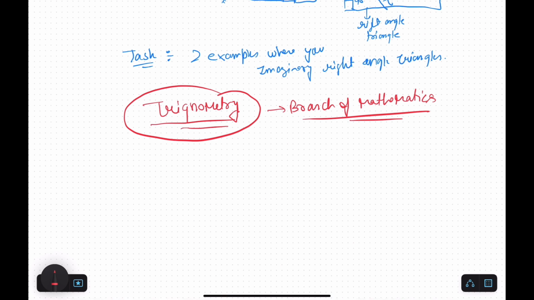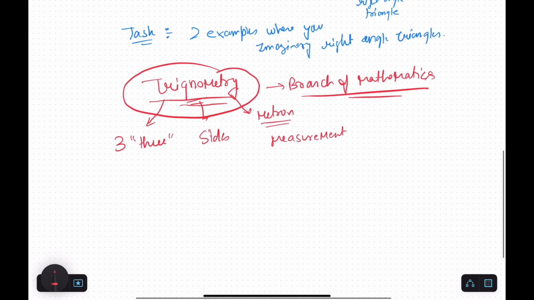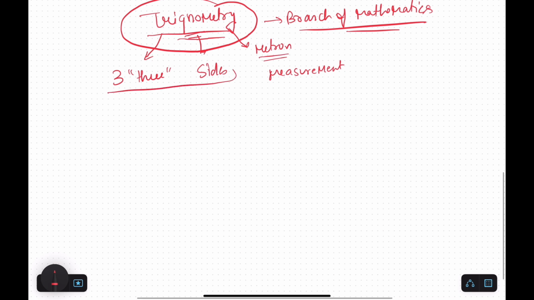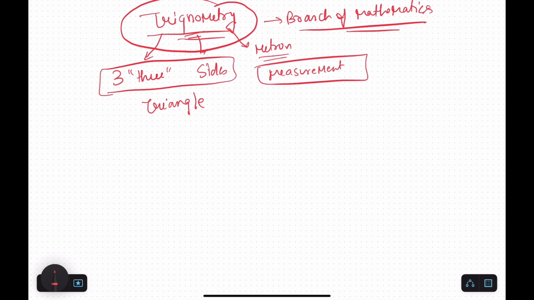So trigonometry, what does it tell you? Trigonometry comes from tri, which means 3. Gonos is a Greek word, and it means sides. And metri also came from a Greek word, metron, meaning measurement. So what is the thing with 3 sides? 3 sides is basically telling you about the triangle, and measurement is to measure things.